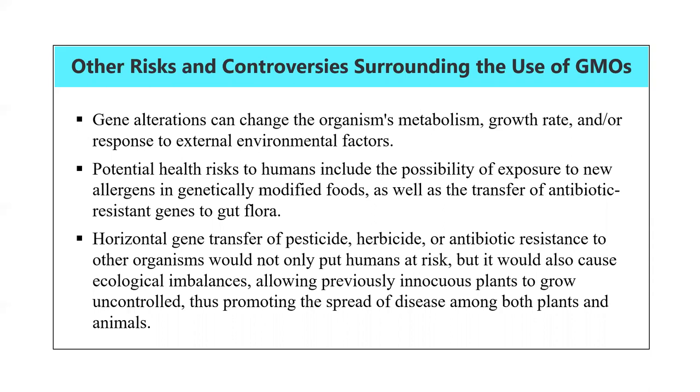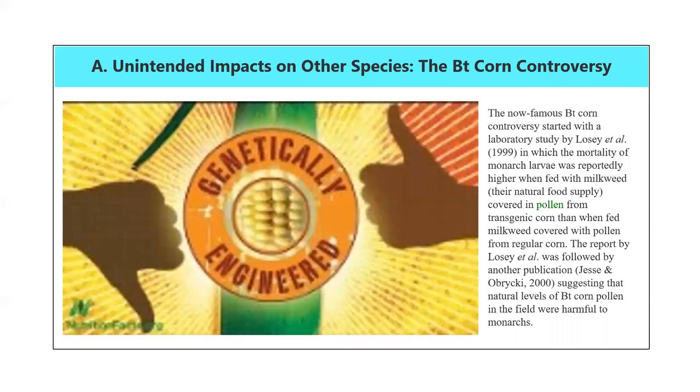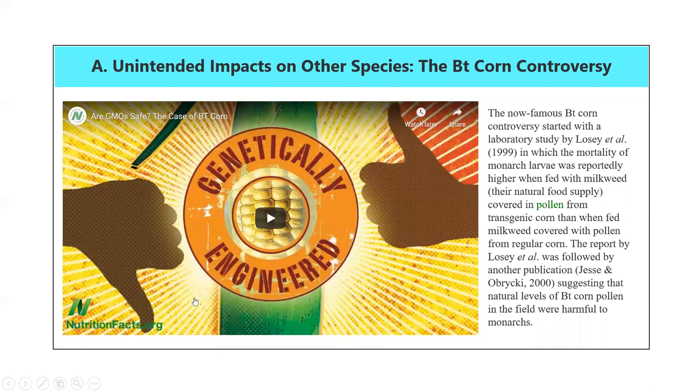Okay, so there is the possibility as well of horizontal gene transfer of pesticide, herbicide, or antibiotic resistance to other organisms, which would not only put humans at risk, but would also cause ecological imbalances, allowing previously innocuous plants to grow uncontrolled, thus promoting the spread of disease among both plants and animals. Okay, so here is one controversy related to GMOs or genetically modified organisms. So its impact was actually unintended, but it's already there. Okay, so let's watch this one.